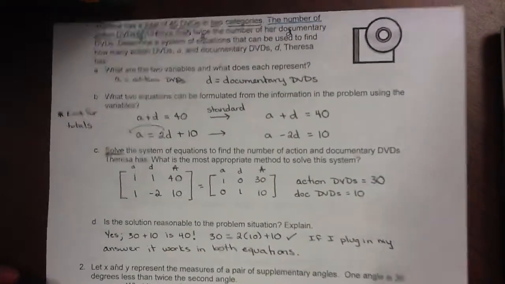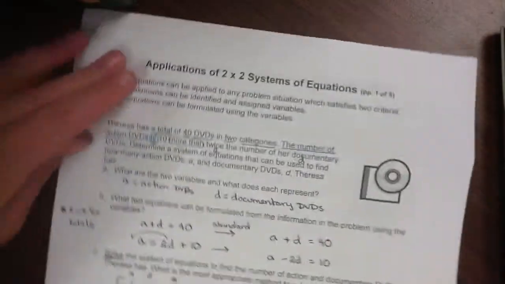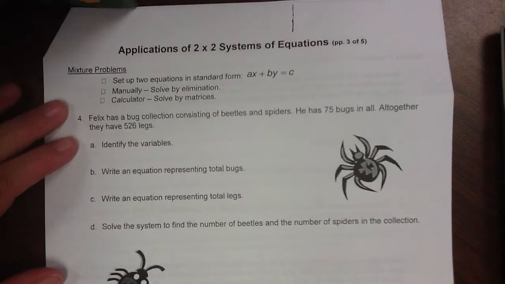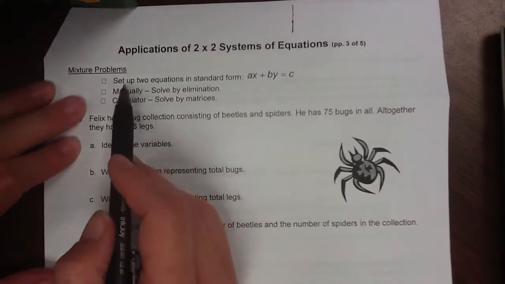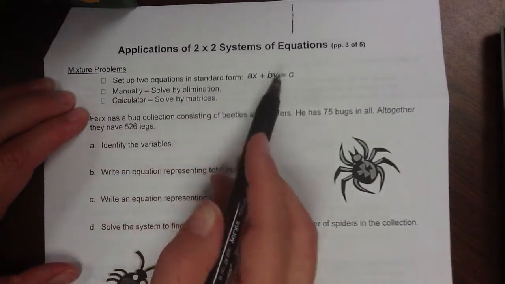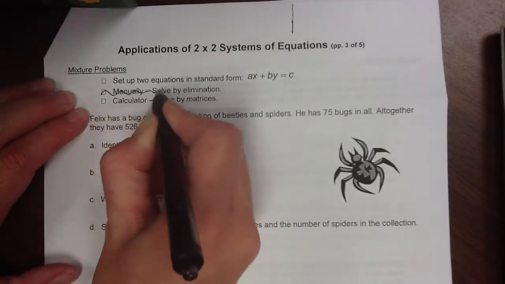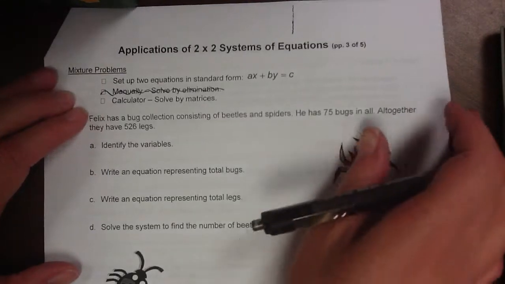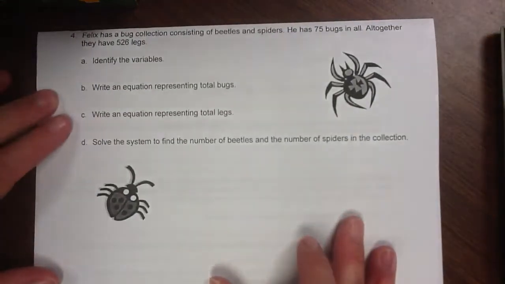Let's go to a different example that kind of uses the same idea. Go to this very, very back page and you should see one that looks like this. Okay? And this is what we call a mixture problem. It says set up two equations. It says manually solve. You can scratch that out. We're not manually going to solve, but we are going to solve by matrices. So let's look at this one and see if we can use the same principles.